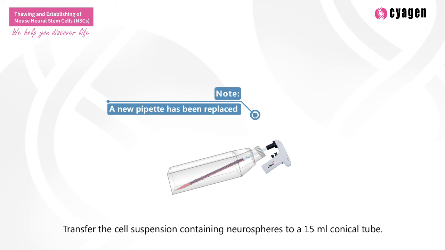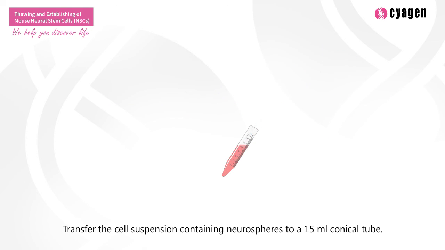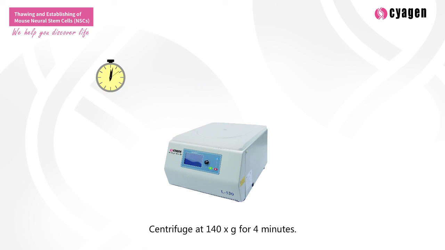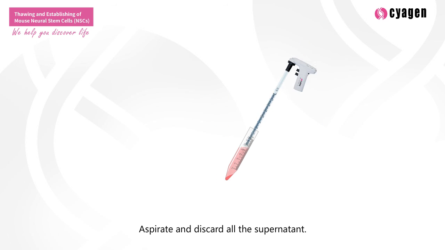Transfer the cell suspension containing neurospheres to a 15 ml conical tube. Centrifuge at 140 times g for 4 minutes. Aspirate and discard the supernatant.